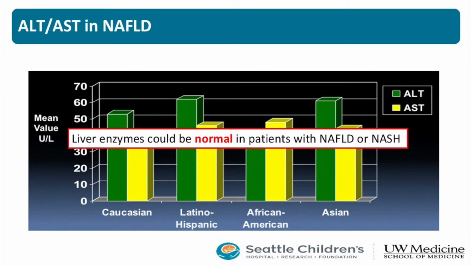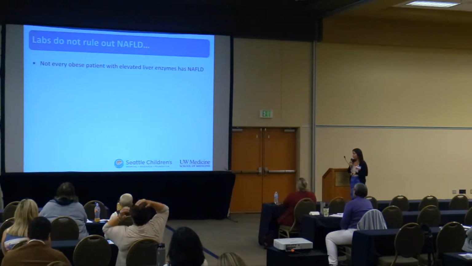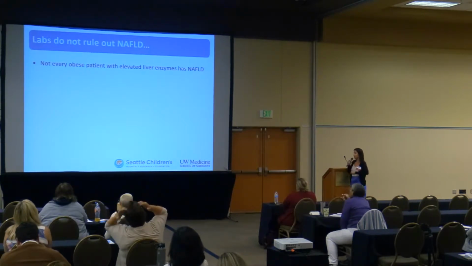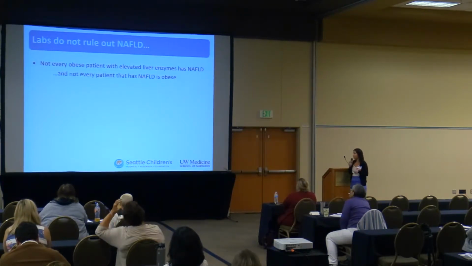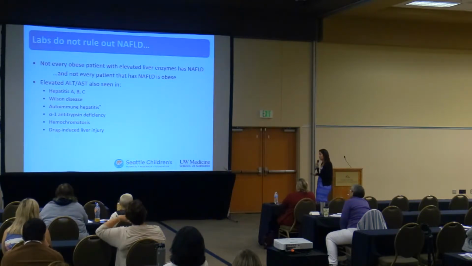So even though it's a non-invasive marker and it's the only tool that we have, it's really not perfect. Labs do not rule out fatty liver. Not every obese patient with elevated liver enzymes has fatty liver. You can have a bunch of other things. You can have hepatitis A, B, C, Wilson's, autoimmune hepatitis, alpha-1, hemochromatosis, drug-induced, alcohol, you name it.